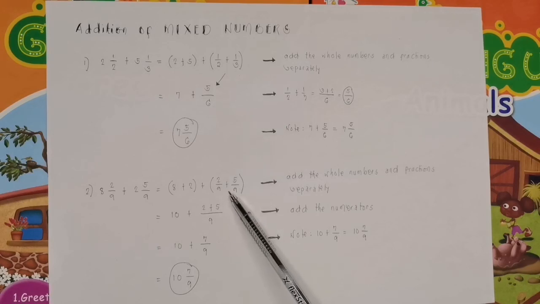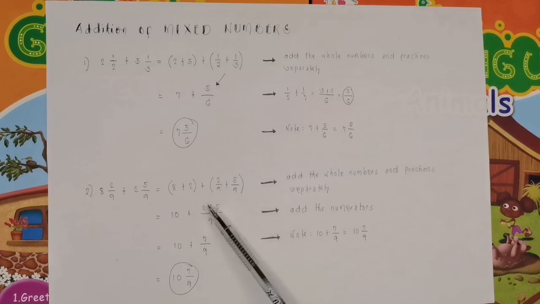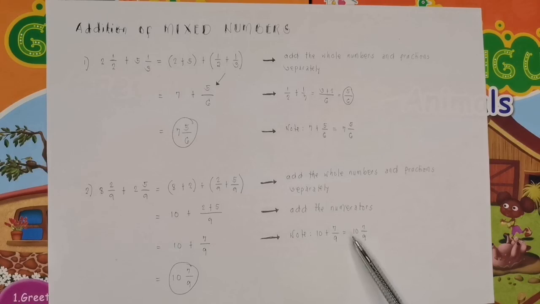Since the fractions are similar, we'll simply add the numerators, 2 plus 5. So 2 plus 5 over, copy the common denominator, we have 9. Next, 10. We have 2 plus 5, that is 7/9. And again, take note, we have 10 plus 7/9 is just equal to 10 and 7/9. So therefore, we have now the answer, 10 and 7/9.